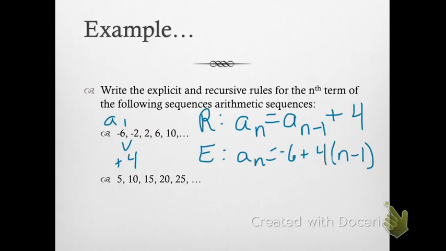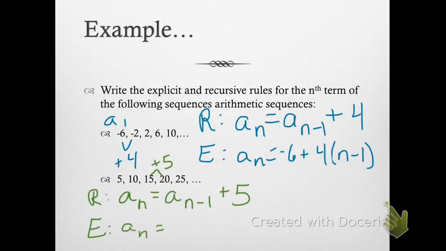Alright, let's try the other one. Let's do the recursive formula. The nth term is equal to the n minus 1 term plus the common difference. And for the explicit formula, we have our starting term plus the common difference times n minus 1.